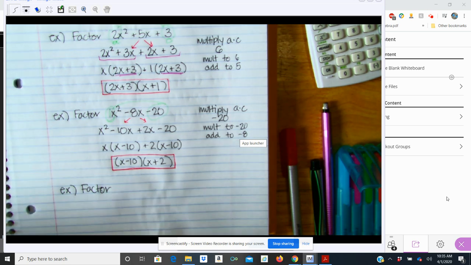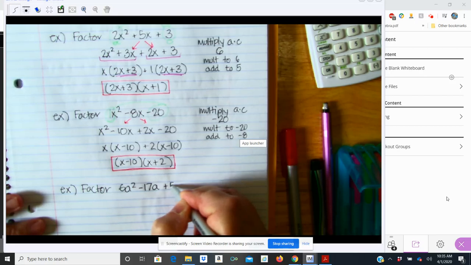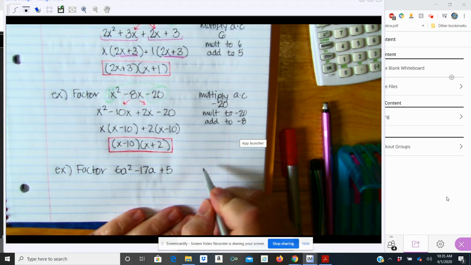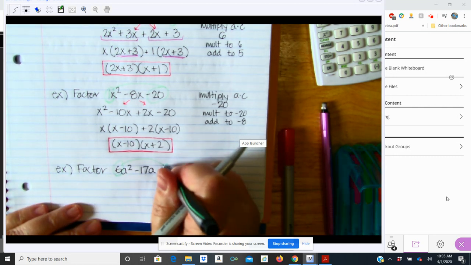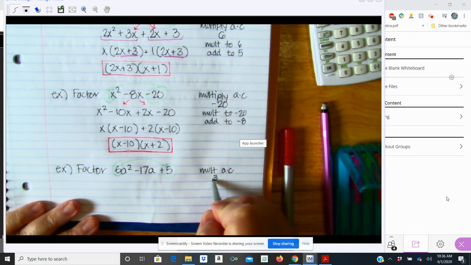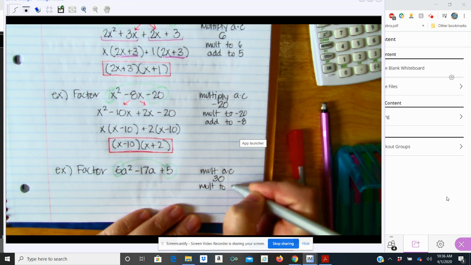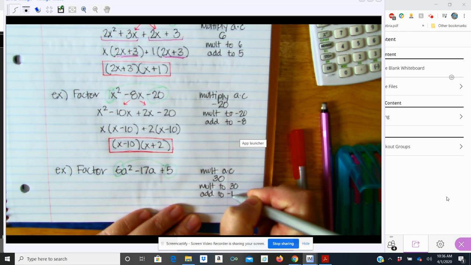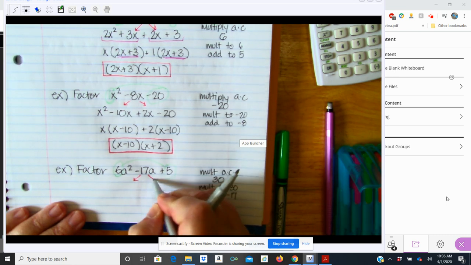Oh, I'm cold. What was the other one we had? What if we had to factor 6a squared minus 17a plus 5? If I multiply a by c, I get a 30. So what two numbers could multiply to 30 but add to a negative 17? And you want them positive, negative?